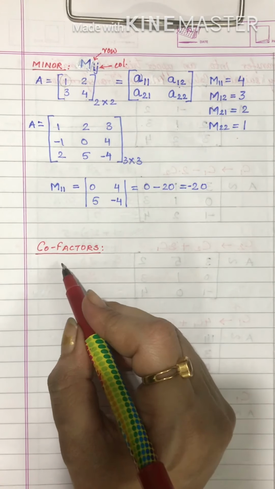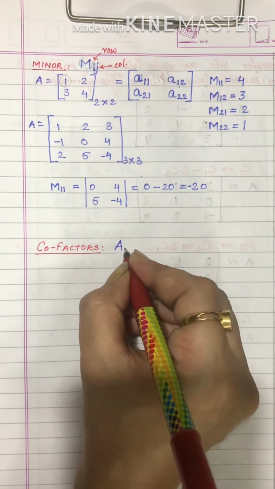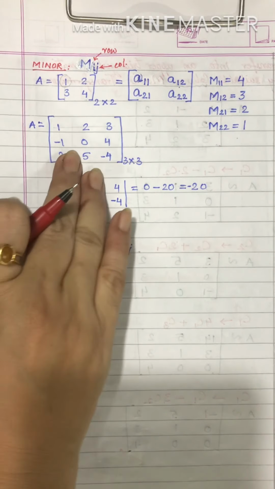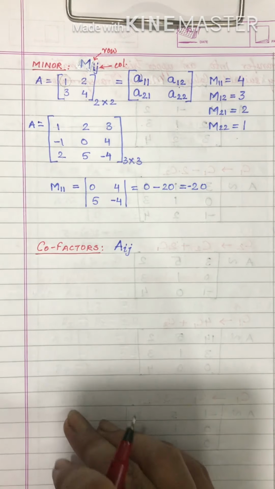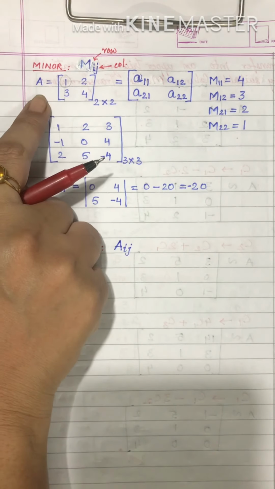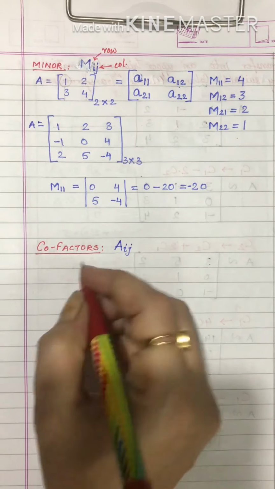Let's see how we used to find cofactors. Now cofactor generally we denote as Aij. This was just an explanation where I used the 3 by 3 matrix, but to explain the further terms, I will be referring to this matrix of order 2 by 2 which I have taken in the beginning.